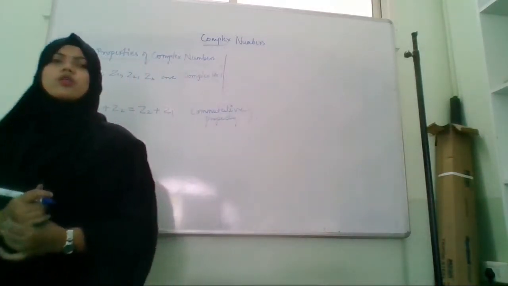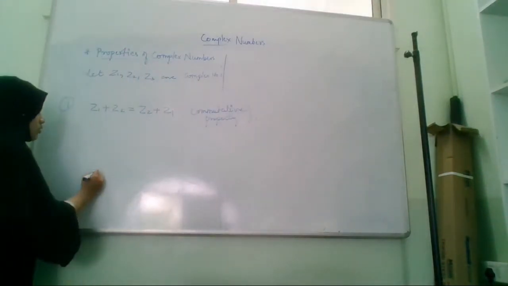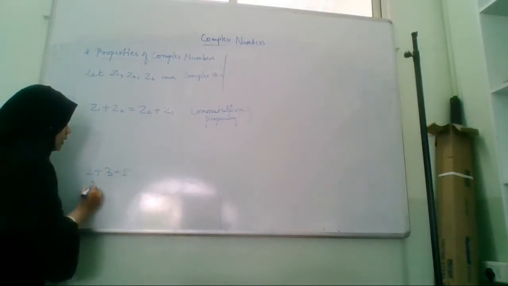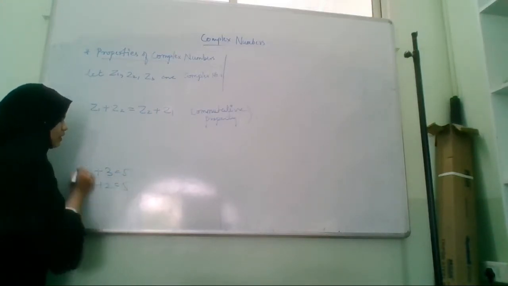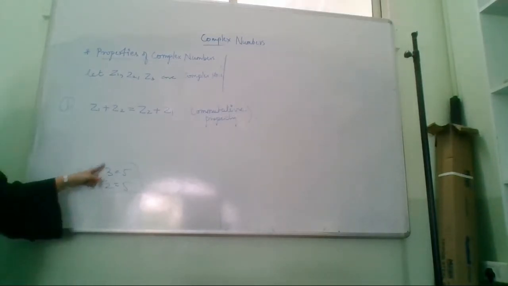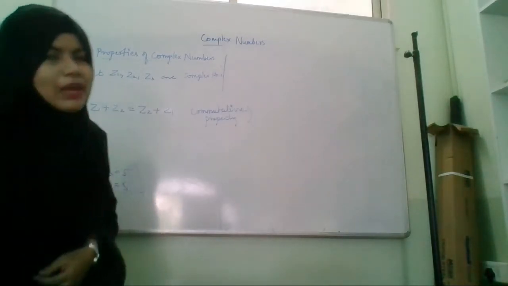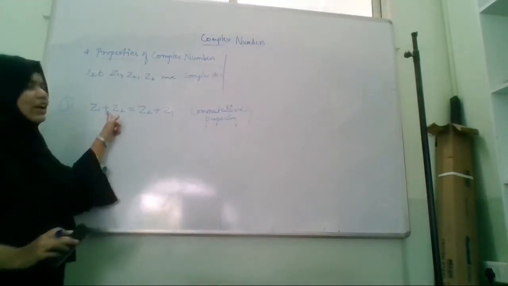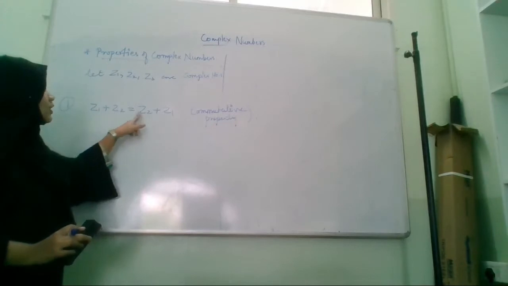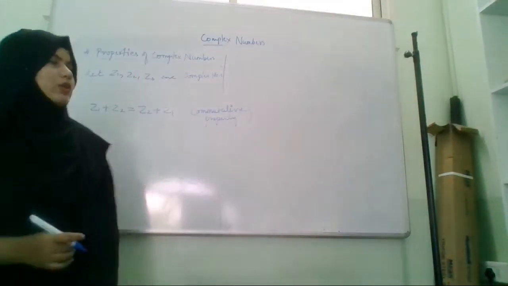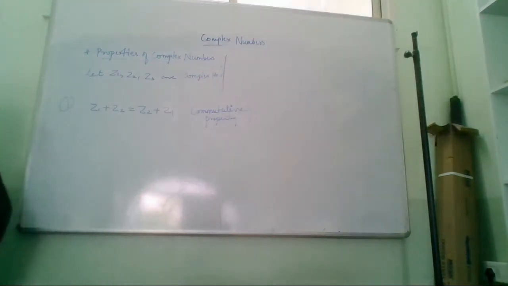Right? So, in natural numbers, 2 plus 3 is equal to what? 5. Right? And 3 plus 2 is also 5. So in natural numbers, the commutative property holds for addition. Similarly, in complex numbers as well, the commutative property holds for addition. Means Z1 plus Z2 will be equal to Z2 plus Z1. You can verify this property by taking an example like this.